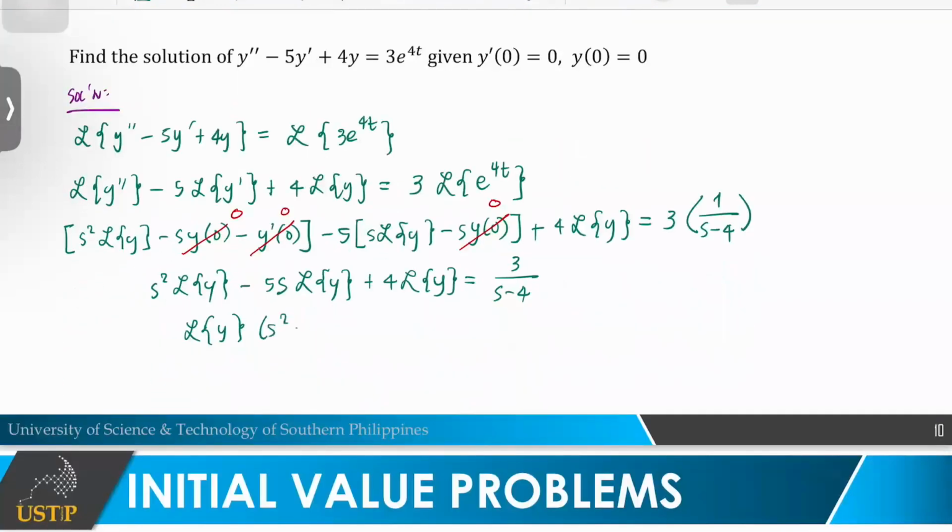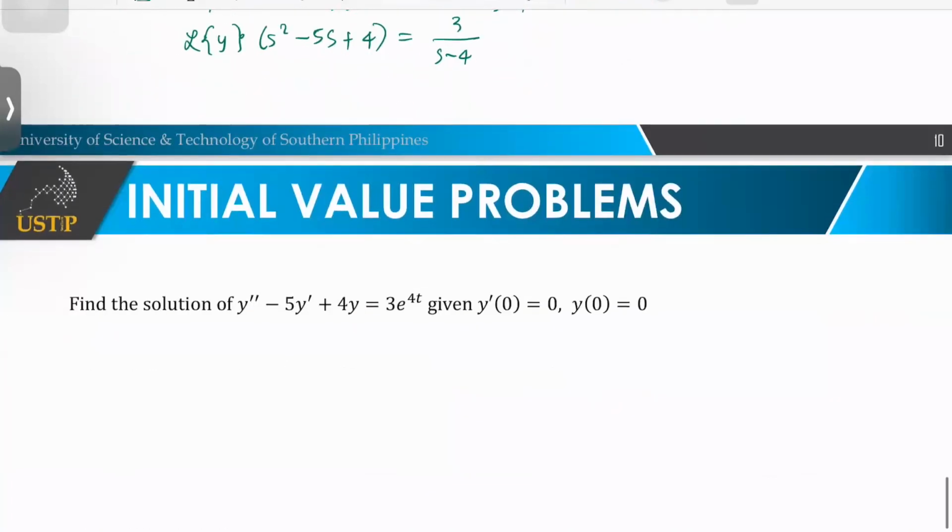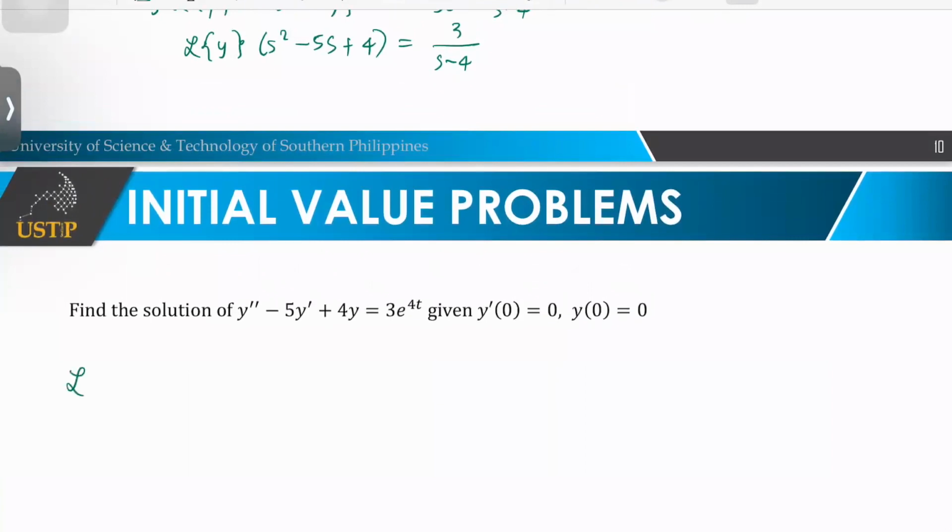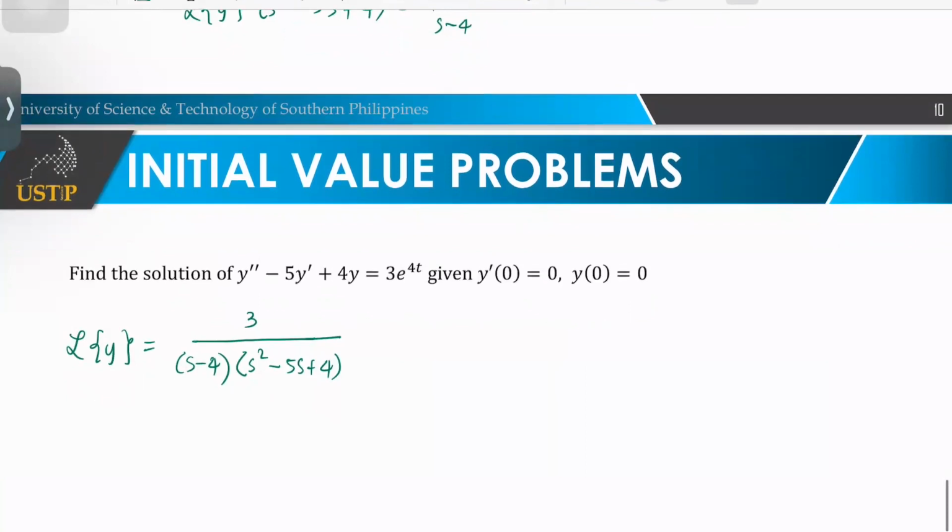So, that is s squared minus 5s plus 4 is equal to 3 over s minus 4. Okay? So, kanina, dahil Laplace of y class, ipabili na to siya sa left side. Okay? So, we cross multiply. We have the Laplace transform of y is simply equal to 3 over s minus 4, s squared minus 5s plus 4. Okay? And that is now, class, the Laplace transform of y.